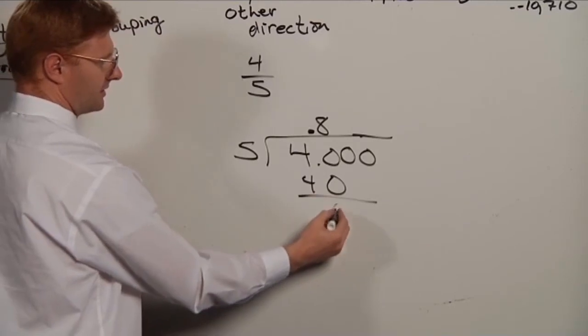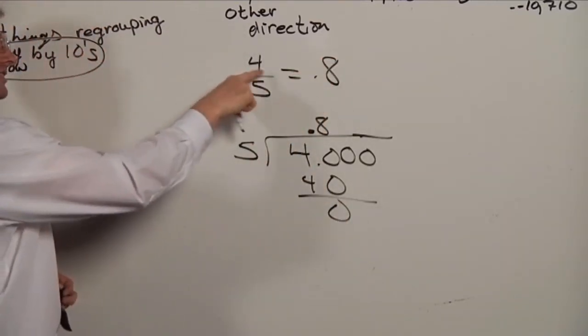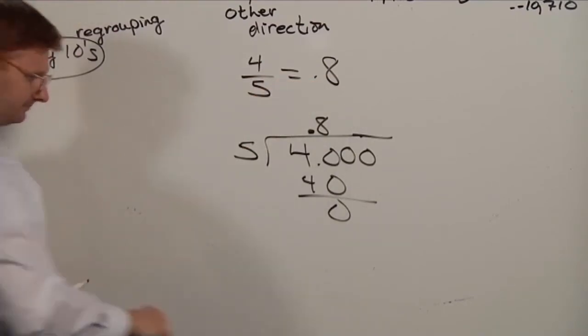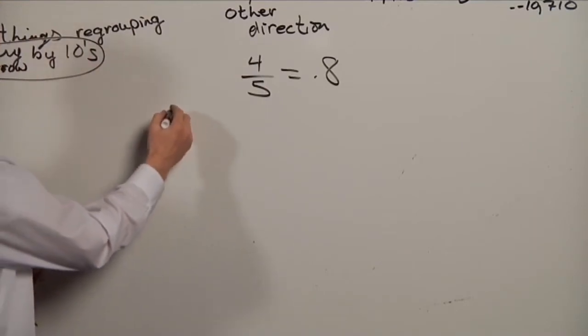Excellent. We now have 0.8. So we're able to convert the fraction into the decimal. Let's do that on one more fraction. Make sure we're okay with that.